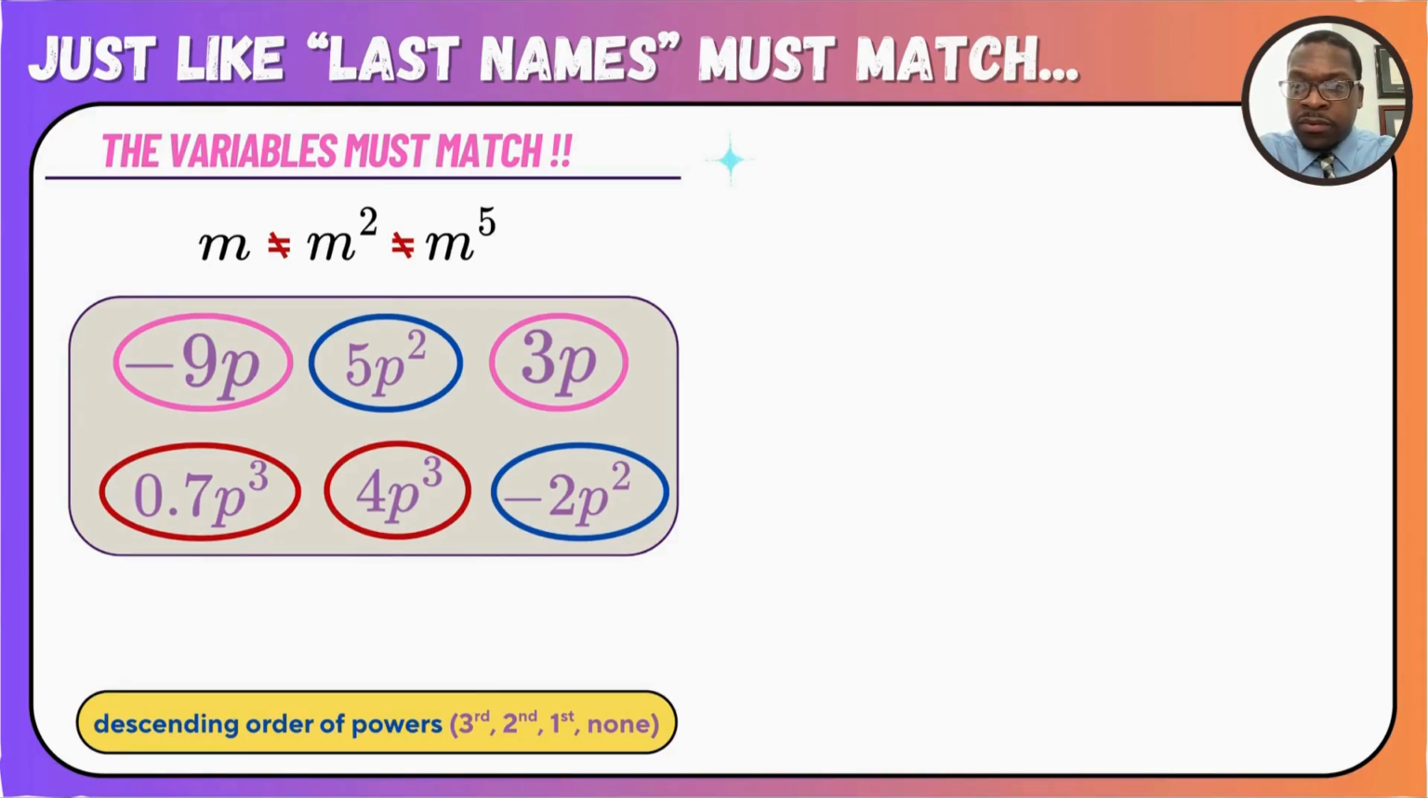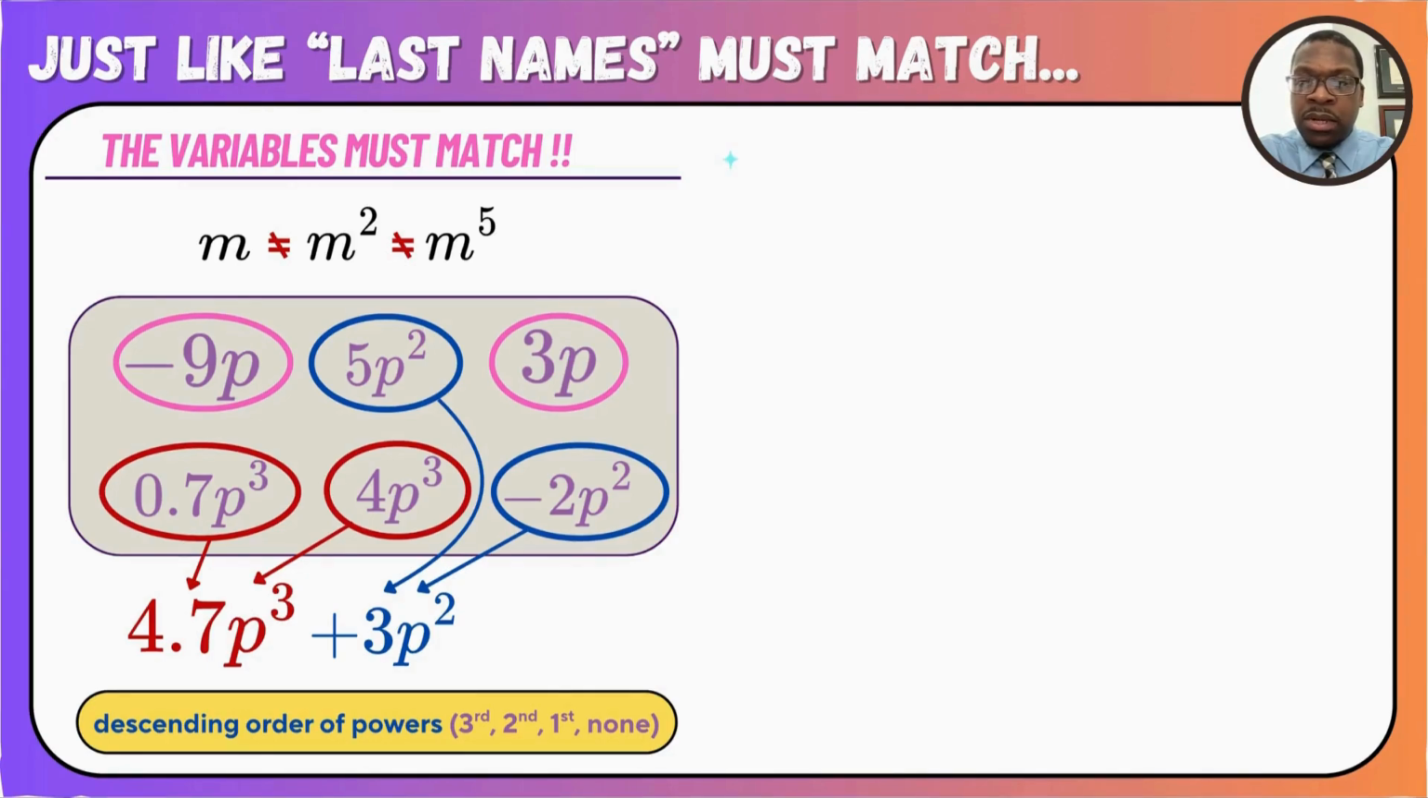So we're going to look at the third powers first. We have 0.7 and 4. Those are both to the third powers. Let's combine 0.7 plus 4, 4.7p to the third. Now, our next highest variable is to the second power, and we see one here, 5p to the second. Then we also see negative 2p to the second. Well, 5 combined with negative 2 should give us positive 3. Positive 3p to the second power. And last but not least, now we're going to do something to the first power, which is, in our case, negative 9p and 3p. Negative 9 combined with positive 3 should give us negative 6, negative 6p.